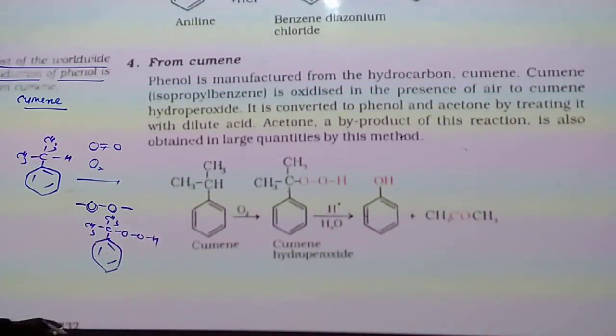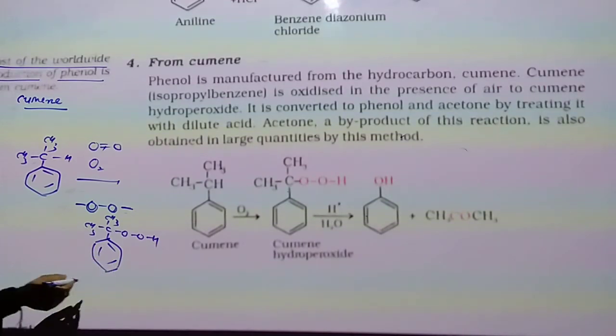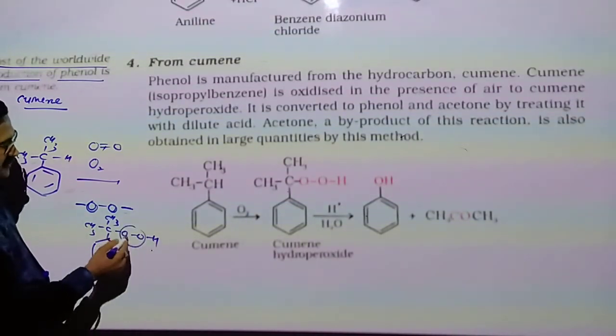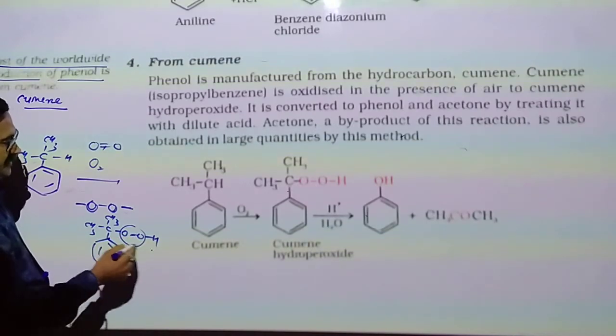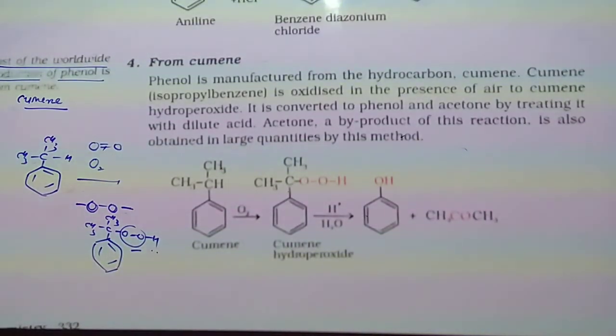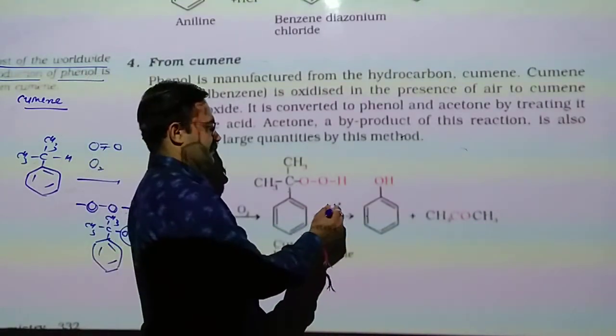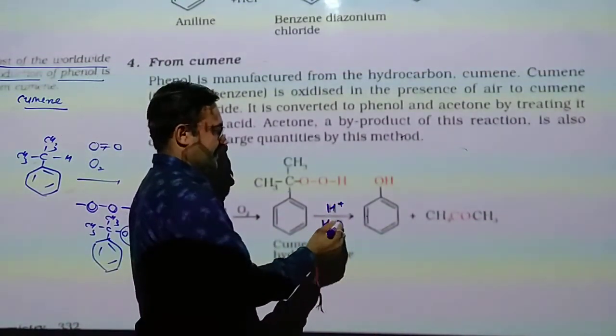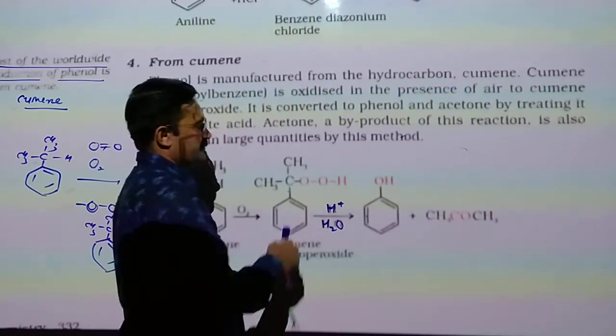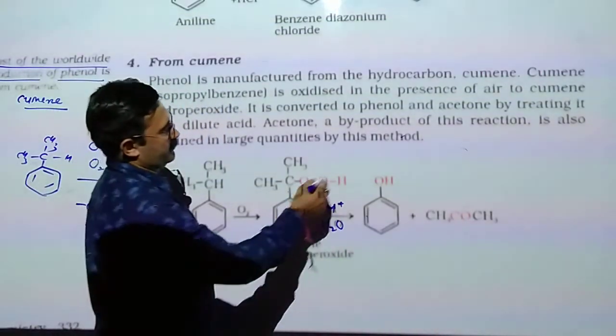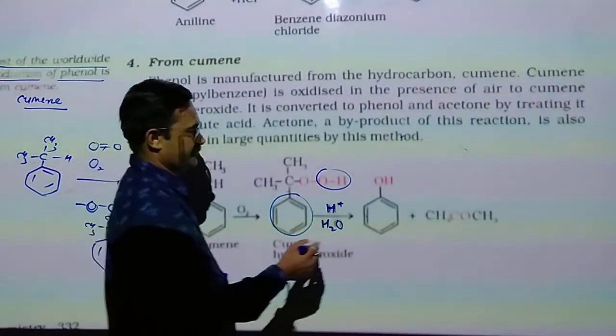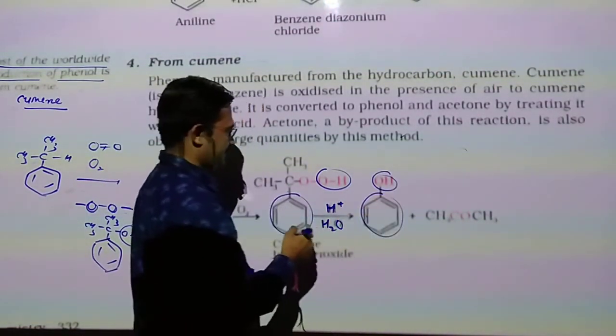So OOH. This is cumene hydroperoxide. This part is peroxide. Cumene is oxidized in the presence of air to cumene hydroperoxide. It is converted to phenol and acetone by treating with dilute acid. H plus means acid. Dilute acid, water to OH. So what happens here? The OH group combines with benzene and gives a phenol.